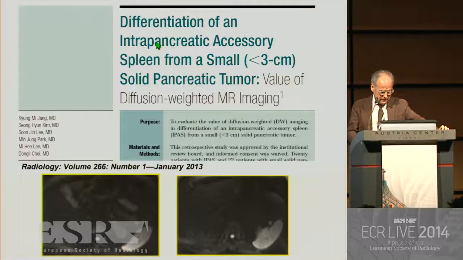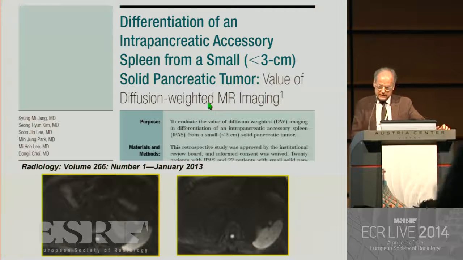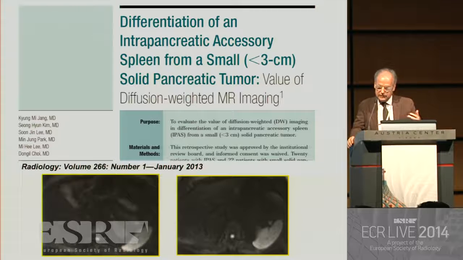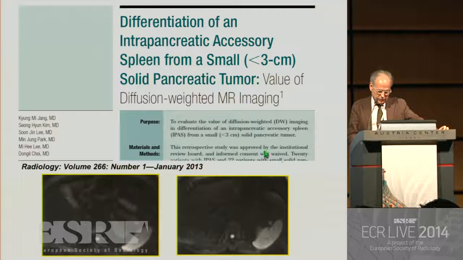Just to emphasize these differential diagnostic problems, I want to mention this paper that was published recently, in which the value of diffusion-weighted MR images is considered to make this differential diagnosis. Diffusion-weighted images in these particular studies proved to be more effective than the other imaging sequences, especially if we compare the values of the signal intensity or the ADC values with that of the spleen, and you will see that the values are very, very similar to that of the spleen.